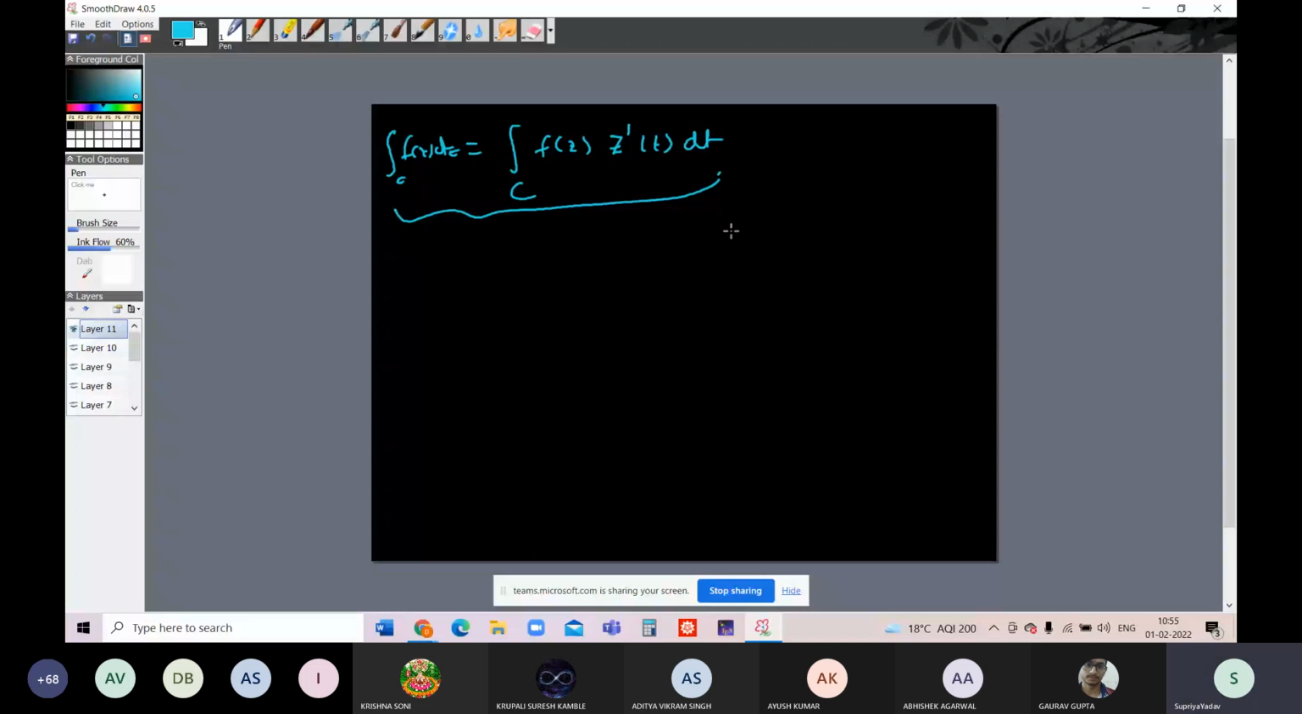One important theorem is the ML inequality. This theorem is also known as the ML inequality.